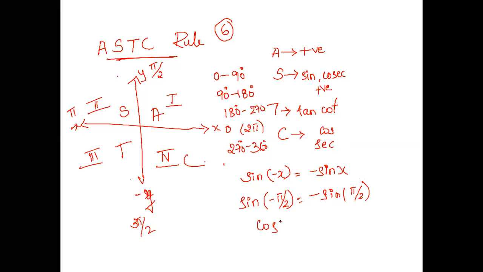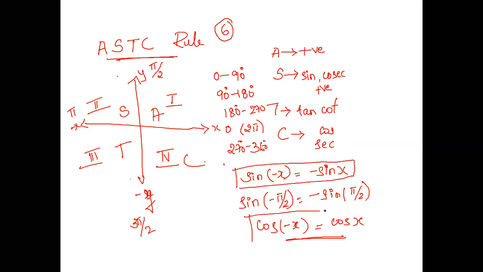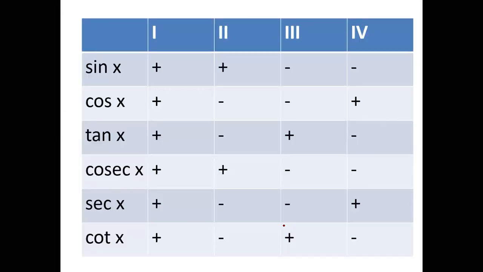But cos of minus x is always cos x. So the negative sign doesn't alter the value. Okay, this thing you have to remember. Sine of minus x is minus sine x. Cos of minus x is cos x. Okay, so in this slide you can see I have written it properly.